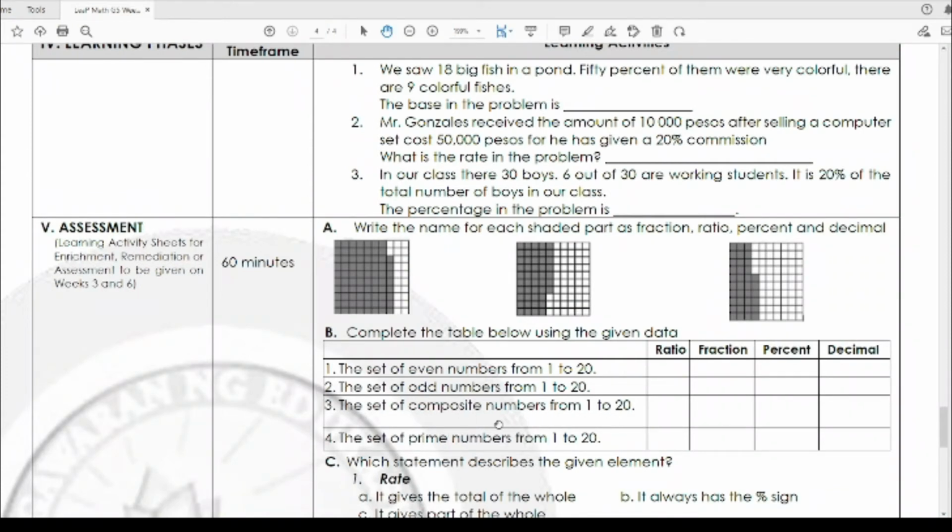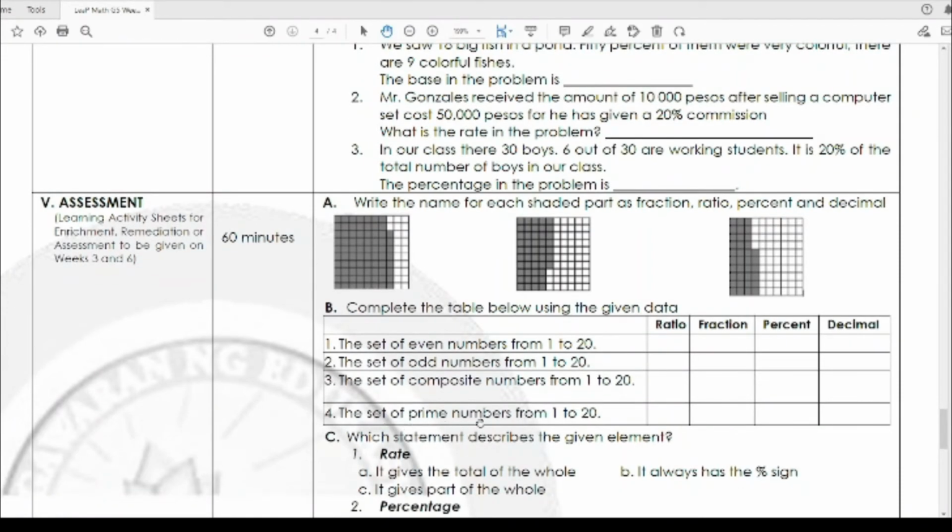So, composite numbers. The set of prime numbers from 1 to 20. So, number 4, all those prime numbers from 1 to 20. 1, 3, 5 are some examples of those prime numbers.